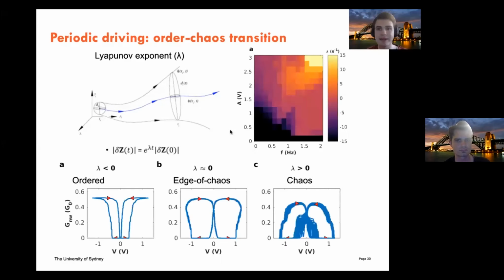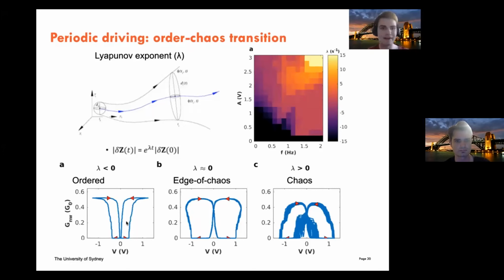And when we do this for these networks, we find that by controlling the amplitude and the frequency of the periodic driving signal, we can transition the networks from ordered dynamics characterized by a negative Lyapunov exponent in black through the edge of chaos in purple in the middle to chaotic dynamics, which are shown in yellow. So these networks can exhibit a range of dynamics that weren't possible in DC or a constant voltage when you use these periodic driving signals.